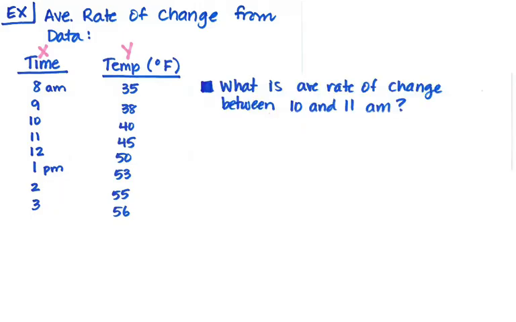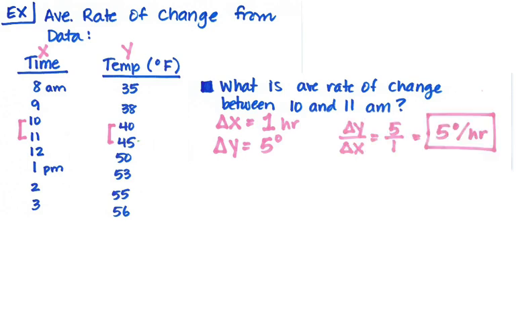So what is the average rate of change between 10 and 11 a.m.? Well, 10 to 11, that would be my change in X, 1 hour. And then I go over to the corresponding Y values of 40 and 45. The change in my Y is 5 degrees. So that's what I've got for my change in my X and my change in my Y. And the average rate of change is change in Y divided by change in X, 5 divided by 1, which is just 5. And then you have your units. We did temperature divided by time, so it's degrees per hour.